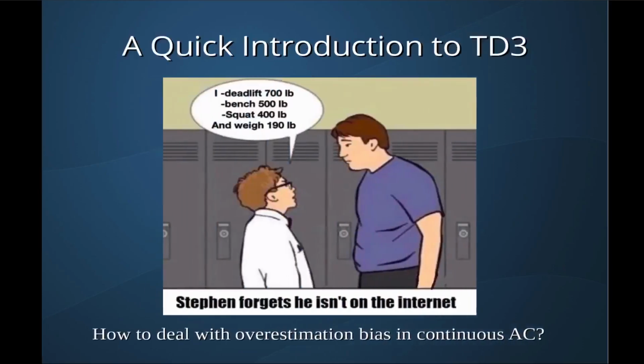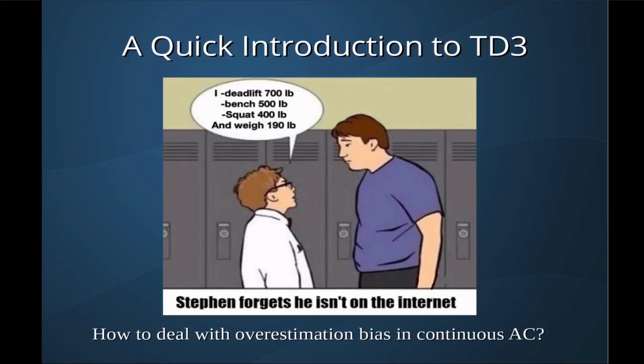So TD3 exists to deal with a fairly straightforward issue. How do we deal with overestimation bias in continuous action space actor-critic methods? If you're not familiar with overestimation bias, it is a tendency of agents to incorrectly estimate the value of a state on the high end. So it says this state is worth more than it actually is. And this is a problem because the agent will attempt to access that state in the future, which leads to a suboptimal policy because there are other more profitable states out there.